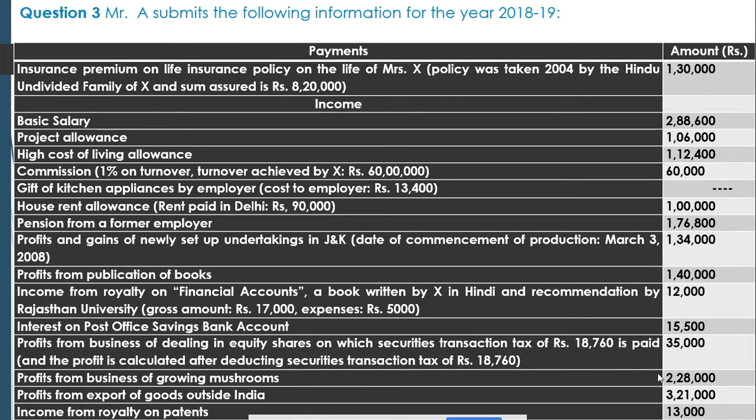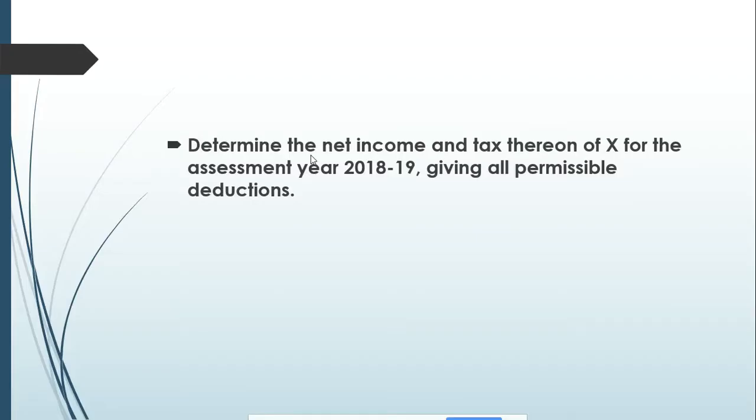Profits from business of growing mushrooms 2,28,000. Profits from export of goods outside India 3,21,000. Income from royalty on payments is 13,000. So he has got a variety of income as well as one payment. Let's see how it is done. We are to determine the net income and tax thereon of Mr. X for the assessment year 18-19, giving all permissible deductions.